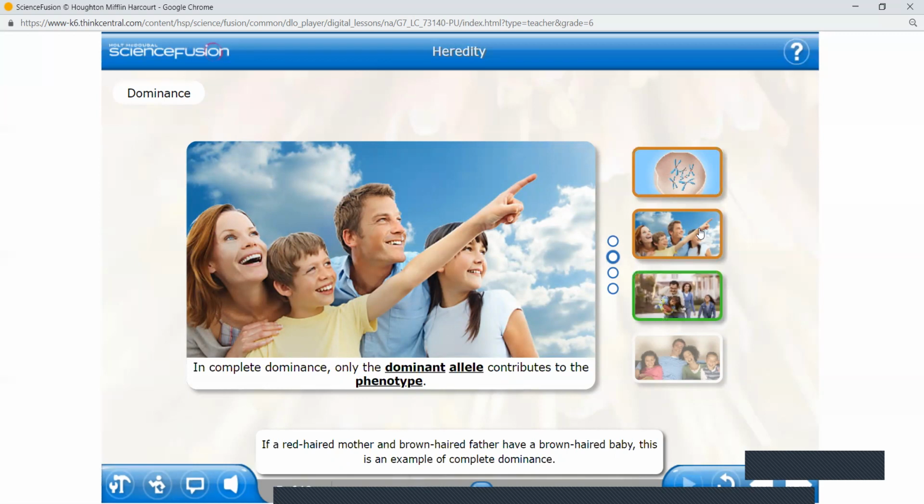If a red-haired mother and a brown-haired father have a brown-haired baby, this is an example of complete dominance. Understood? What is complete dominance now? Brown hair is usually dominant. So if the baby gets the brown hair, we say he got a dominant allele, because that is something very common.